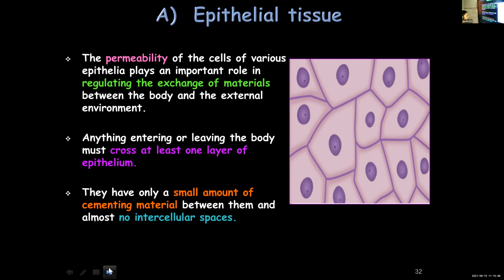And the cells of the epithelial tissue are very closely packed without any intercellular space, without any gap, and there is a little amount of cementing material. Cementing material is a material which holds the cells together, which cements them together, which brings them together. Cement, you know, what is cement?